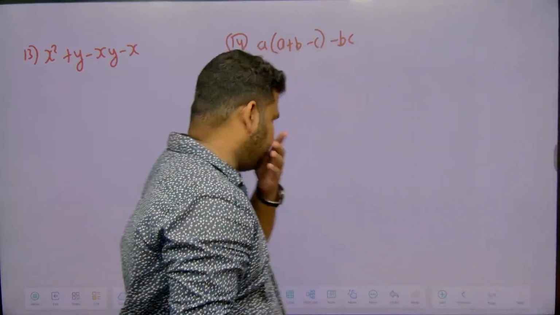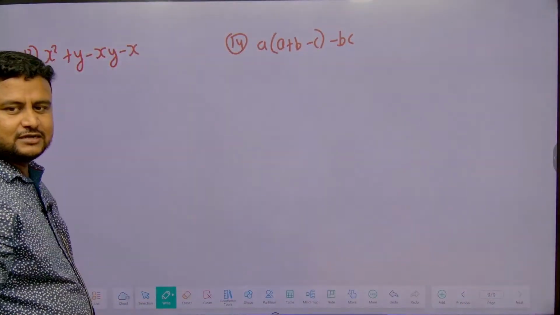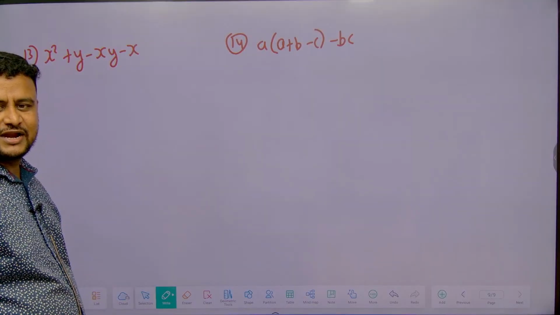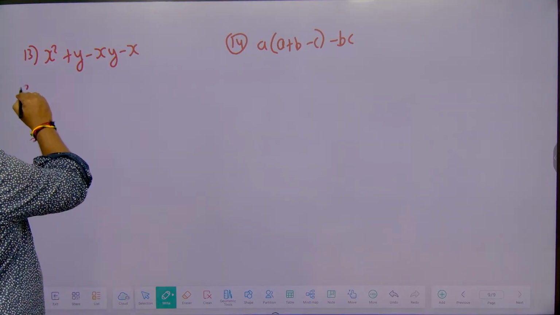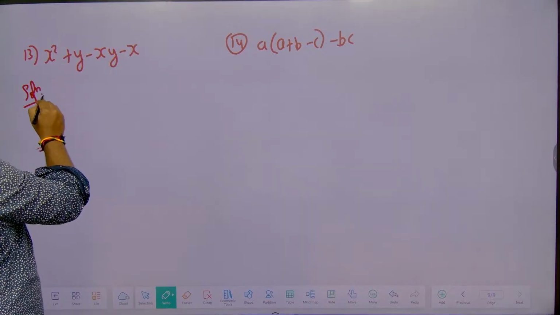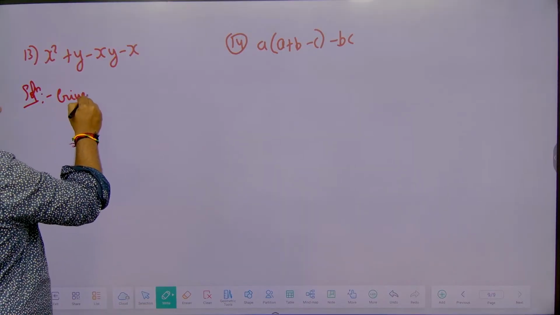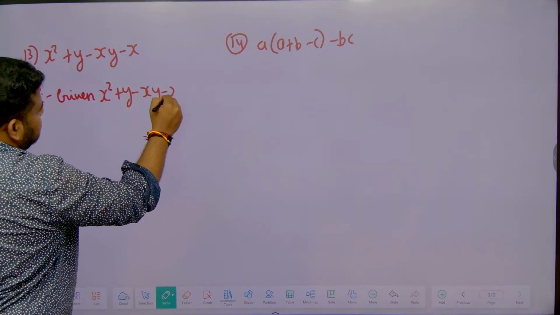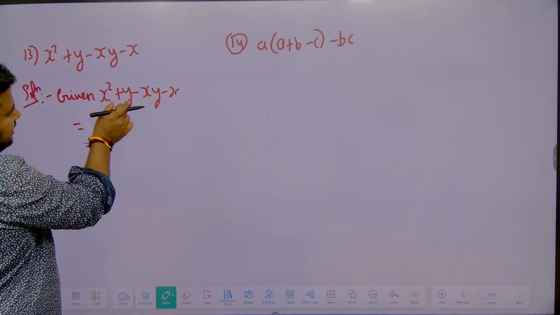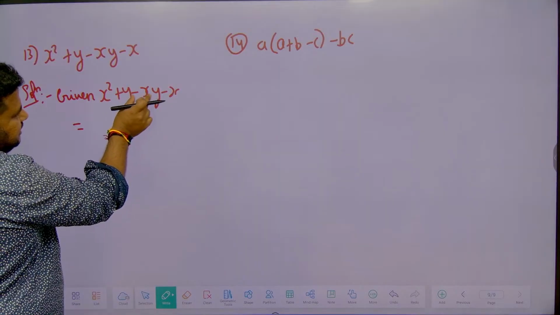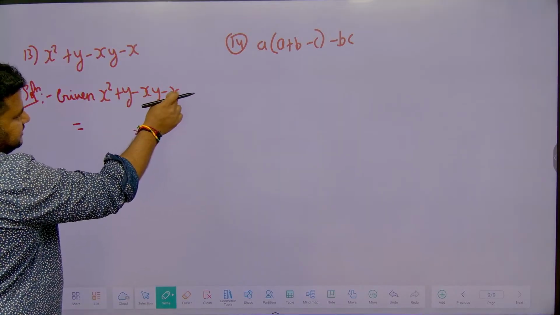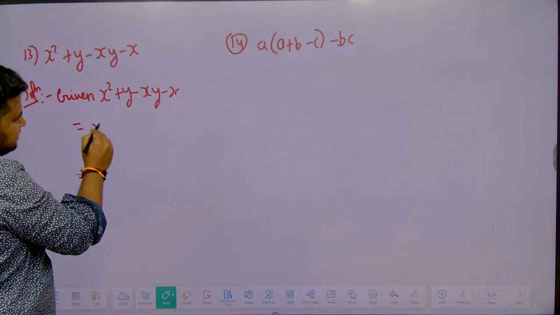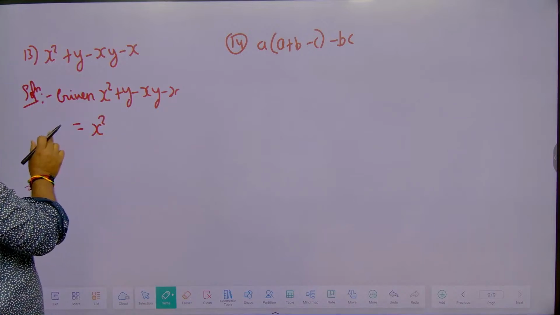Okay, now listen. First, what should we write? Solution. After that, what will we write? Given. It is very important to write given. Given: x square plus y minus xy minus x. Next step: x square and y, there is nothing common. Xy and xy, y is common. Here x is there. Can I write them together? I will rearrange this. This is my key step in this question.